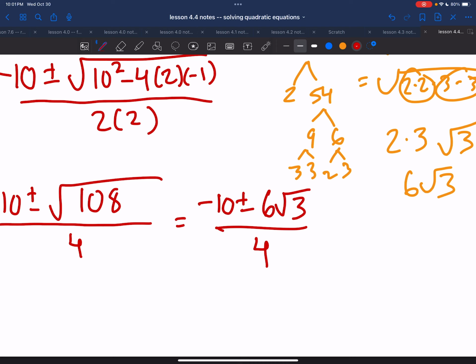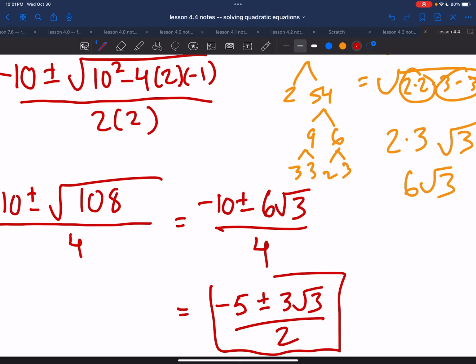And you might say, I'm done. And I say, yeah, almost. 10 and 6 and 4 all share a factor of 2. So this is a fraction that you can simplify. You can divide all those by 2, so negative 10 becomes negative 5, 6 becomes 3, and 4 divided by 2 is 2. And so, boom, there is my answer.